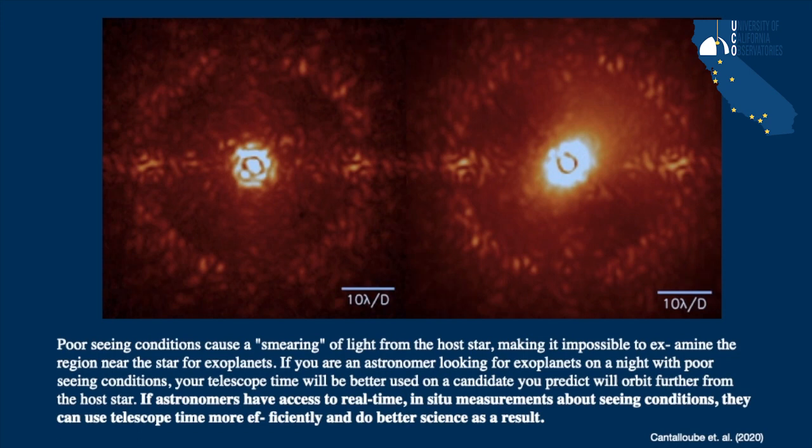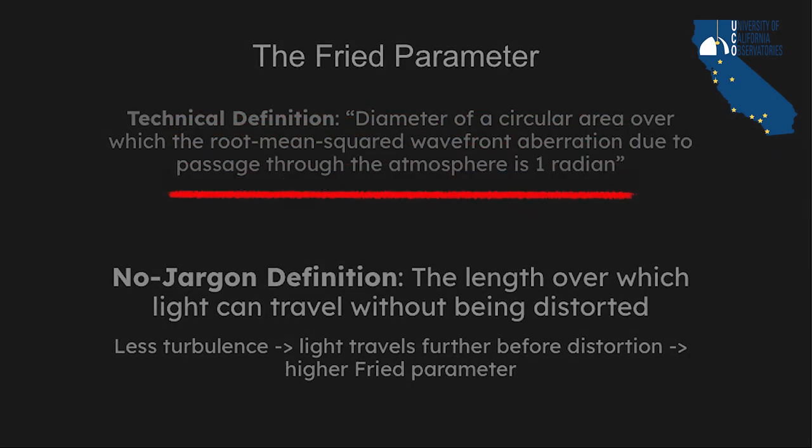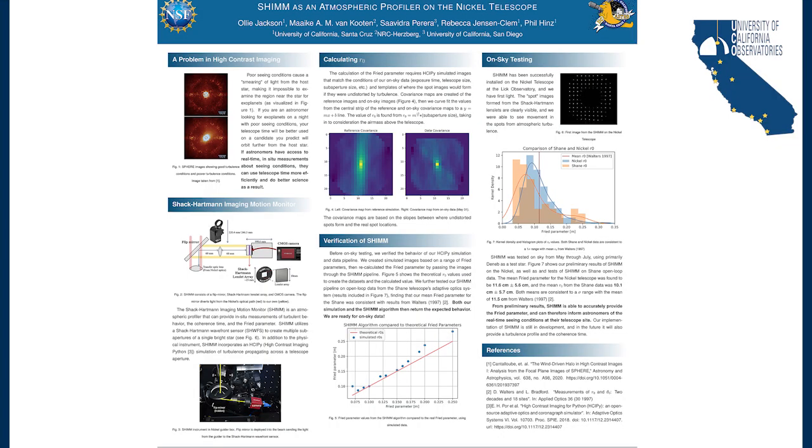The parameter that I've been focusing on so far with our instrument on the Nickel telescope that describes the atmospheric conditions is the Fried parameter, which is a measure of how far a light wave can travel before it becomes distorted by atmospheric turbulence. So the rest of my poster describes how we use our instrument on the Nickel telescope to calculate and estimate this Fried parameter to give us a really good understanding of the on-site seeing conditions.